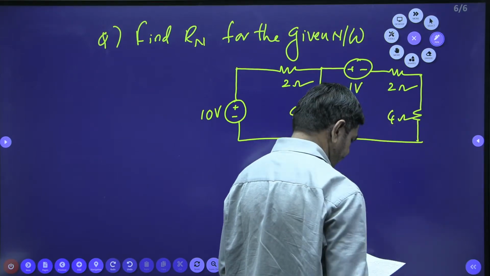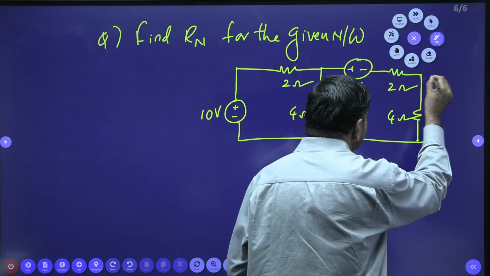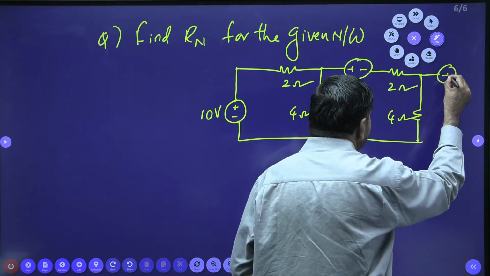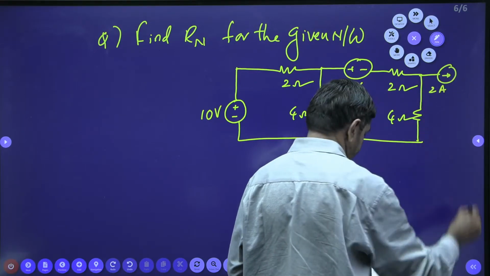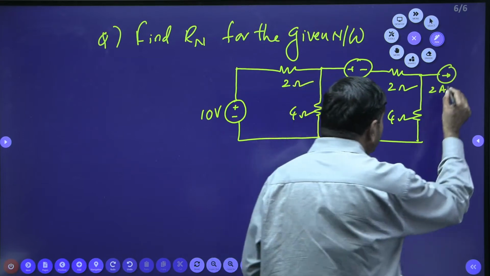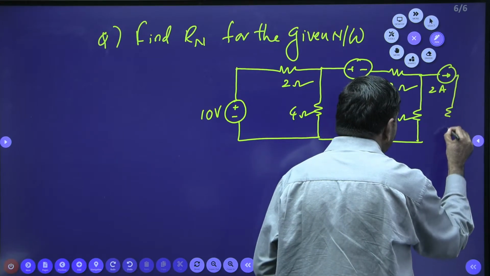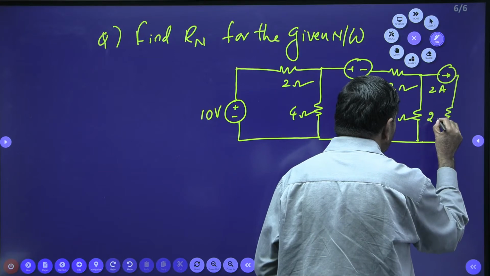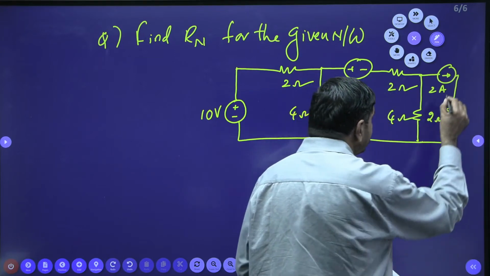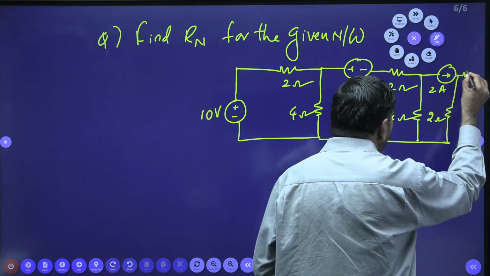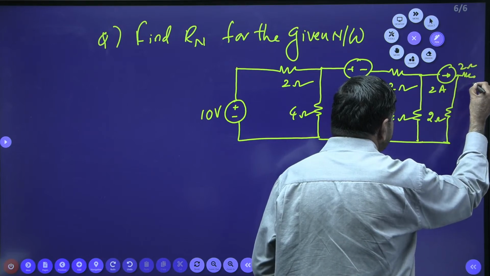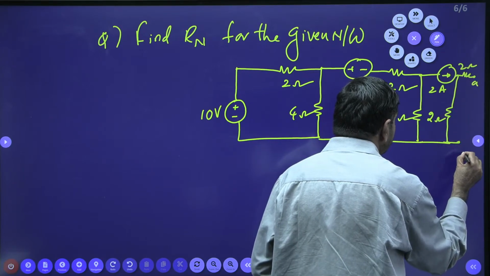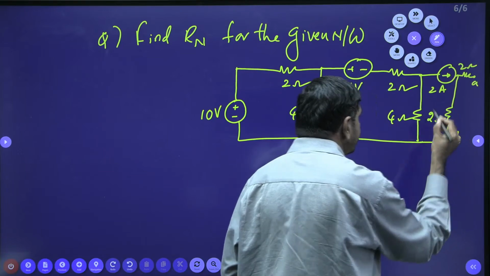And also connected here 2 amperes current source this side. And here 2 ohm resistor is connected this side. And here connected 2 ohm. This point is A, this point is B.